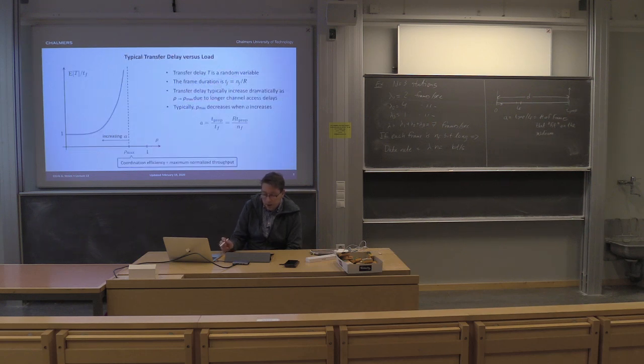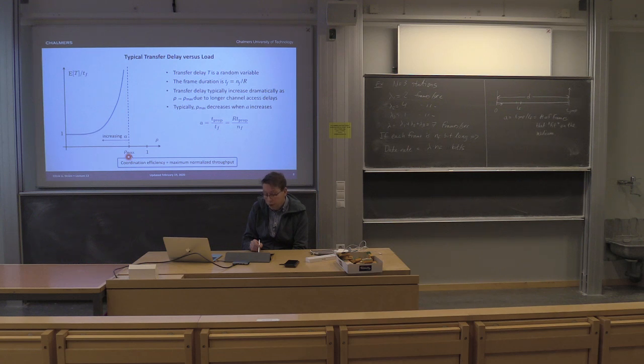So this is transfer delay and load. For every MAC scheme, we have a maximum normalized throughput. So if we start to push data through this medium with a certain medium access control, then at some point we cannot get any more data through this. So this is the best we can hope for in throughput.